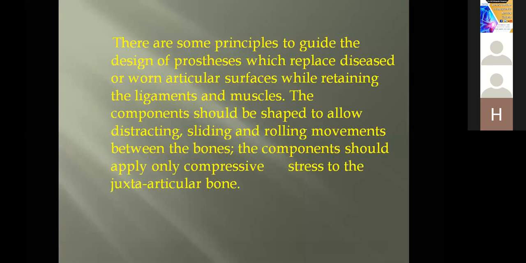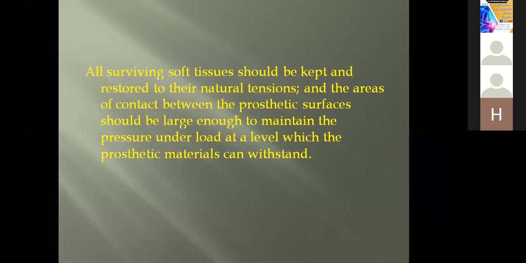There are some principles to guide the design of prosthesis which replace the diseased or worn articular surfaces while retaining the ligaments and muscles. The components should be shaped to allow distraction, sliding and rolling movements between the bones according to the three-axis policy that Dr. Sofiane talked about. Components should apply only compressive stresses to the juxta-articular bone. All surviving soft tissues should be kept and restored to their natural tension, and the areas of contact between the prosthetic surfaces should be large enough to maintain the pressure under load at a level which the prosthetic material can withstand.